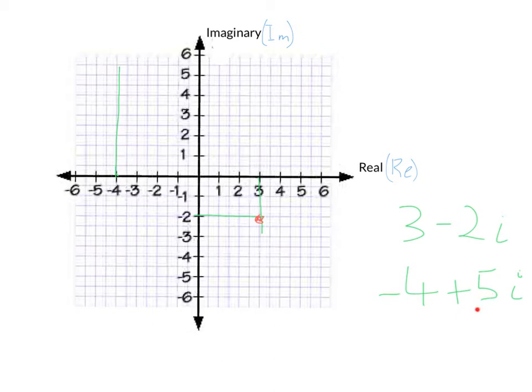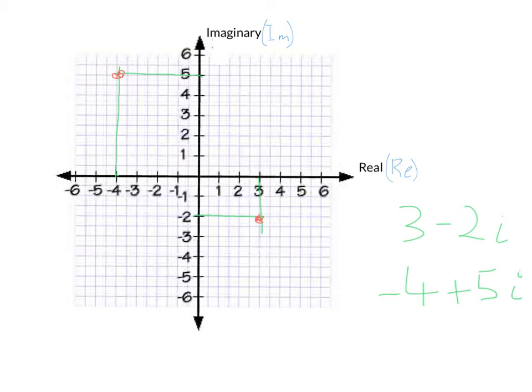So then we go to our imaginary axis, and the imaginary part of this number is plus 5. So we're going to go to plus 5 on the imaginary axis. We'll draw a line out from there to meet our point on the real axis. So this number meets up with minus 4 on the real axis and plus 5 on the imaginary axis. So it's going to be drawn here on the Argand diagram.